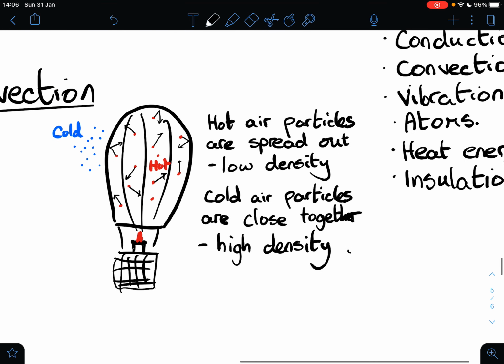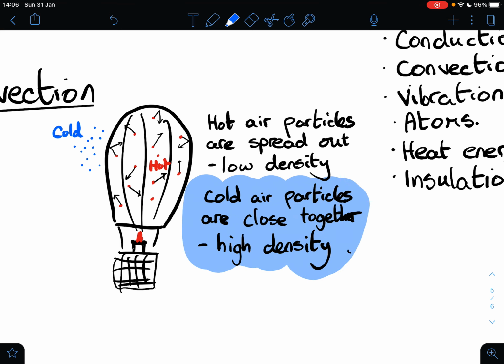So let's get my colours. I'm going to go red and blue. I'm going to go blue for my cold ones, and I'm going to go red for my hot ones.